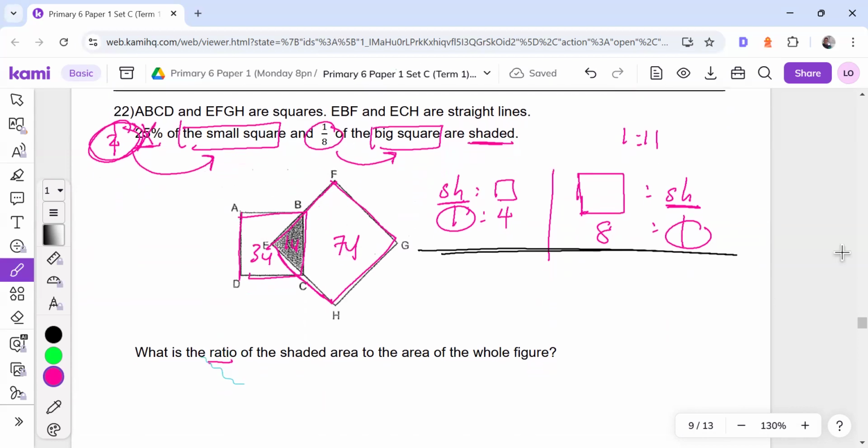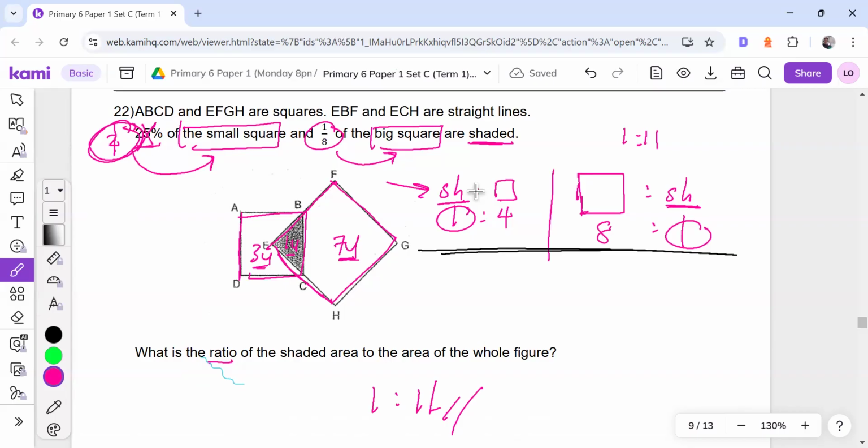Then now can you find the ratio of the shaded to the whole figure? So 3 plus 1, 4. 4 plus 7, 11. And that's how you do it. Now, if you follow what I tell you like this, you should know how to do it next time. Right? So number one, the most important thing is, do you know how to change the percentage and the fraction to ratio? Ratio like this.